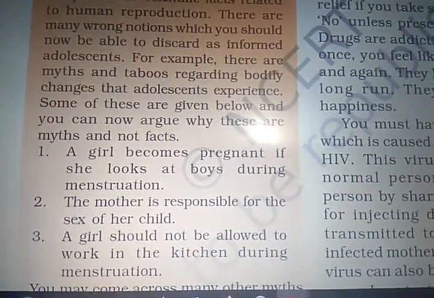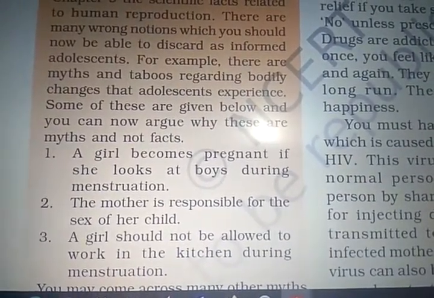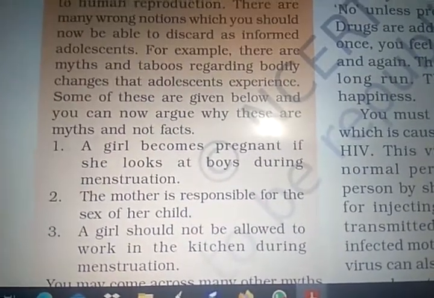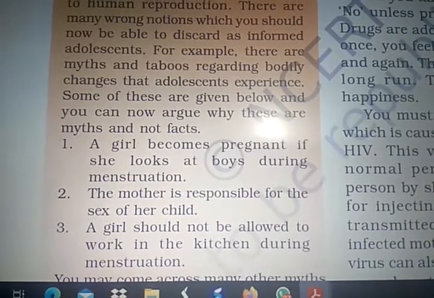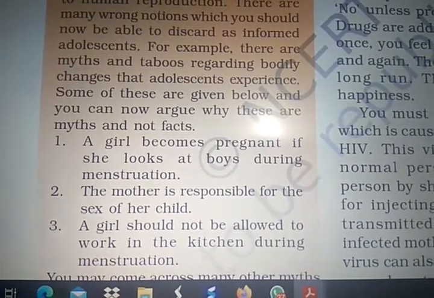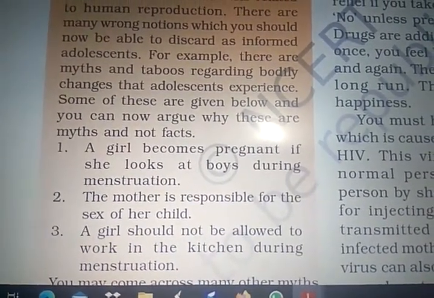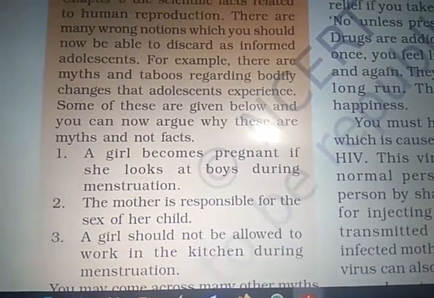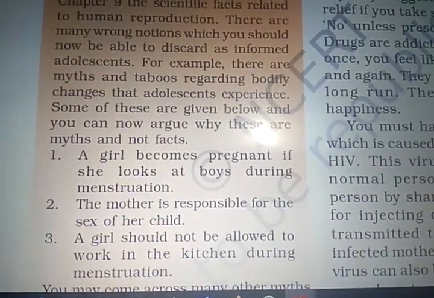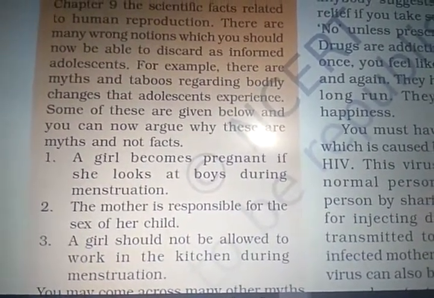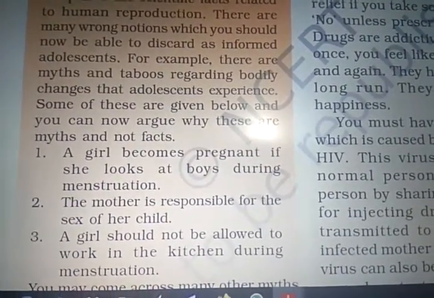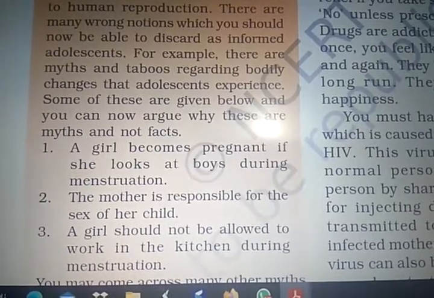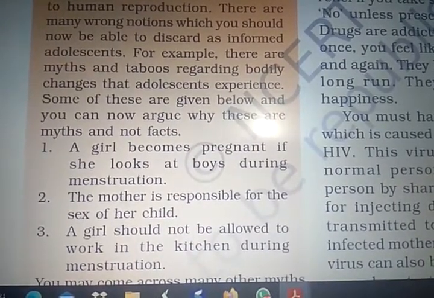Now another one, the mother is responsible for the sex of her child. It is also perfectly wrong. The father is responsible for the sex of the child, because the father has X and Y chromosomes, while the mother has XX only. The egg has an X chromosome, and the sperm has either X or Y. So when the combination happens, we have seen that XX means girl child, XY means boy child.